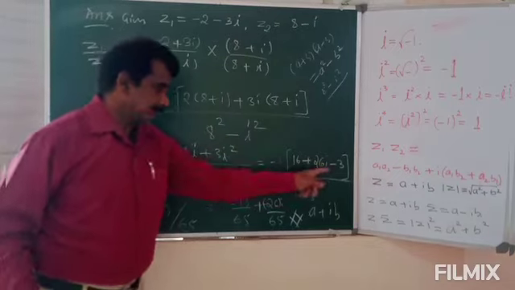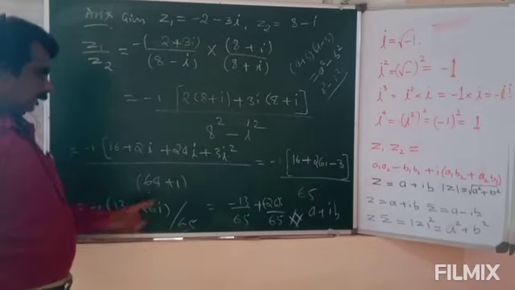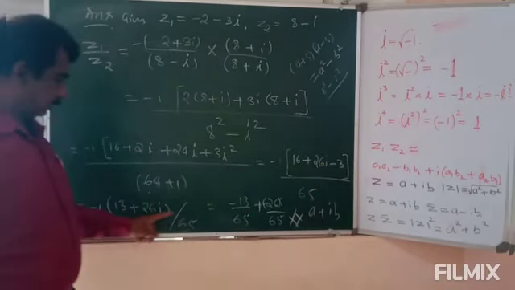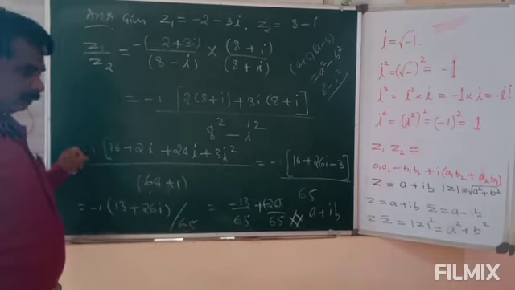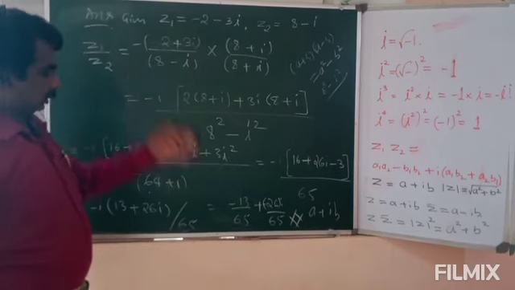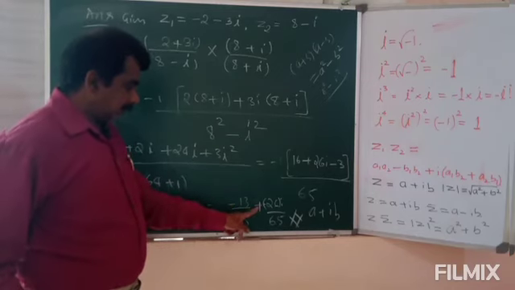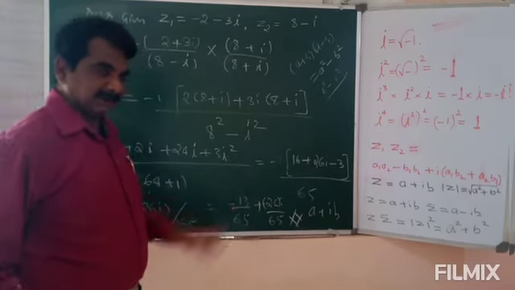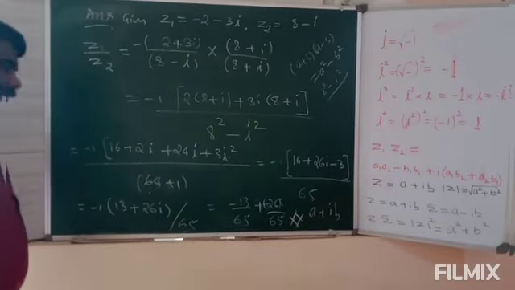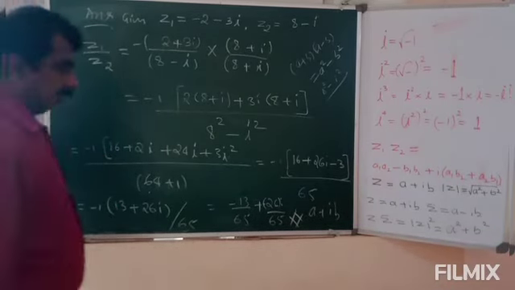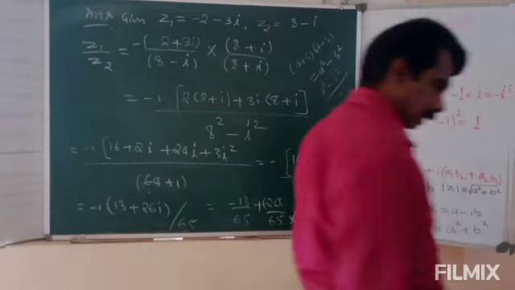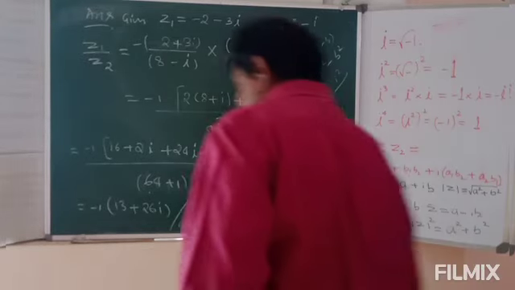Here 16 minus 3 is 13, plus 26i by 65. Minus 1 is a common factor, so multiplying by minus 1: minus 13 by 65 plus minus 26i by 65. This is the complex number in the form a plus ib.